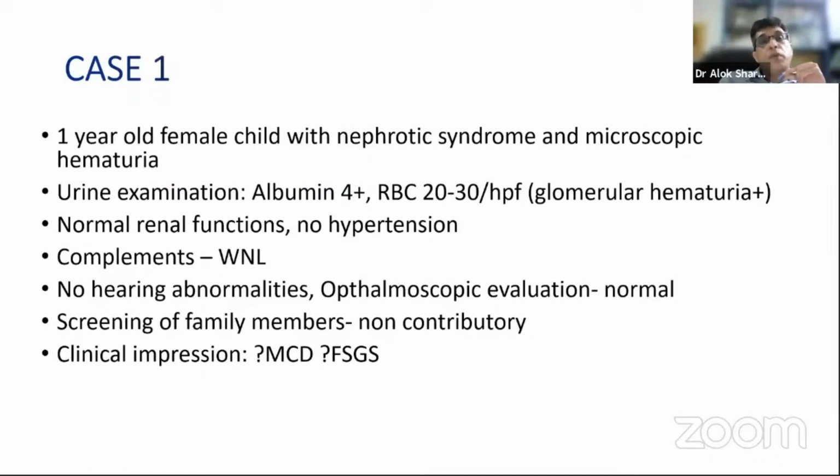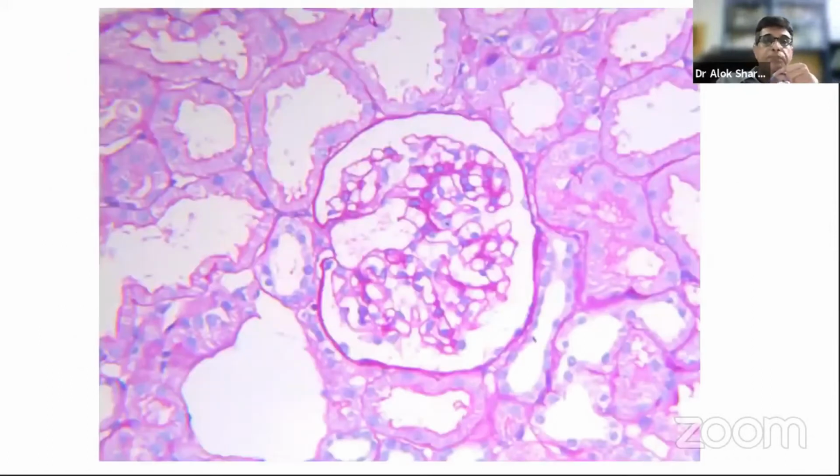This is a 1-year-old female child with nephrotic syndrome. She presented with nephrotic syndrome, but she also has a lot of microscopic hematuria. So you can call it a nephritic kind of syndrome, but she has normal renal function, a lot of albumin, no hypertension, and the complements are normal. On systemic examination, there is hardly anything contributory. Even the family members were screened and nothing abnormal was found. So the clinical impression was query MCD, query FSGS, because the clinical presentation was nephrotic. The only thing is she had a lot of hematuria.